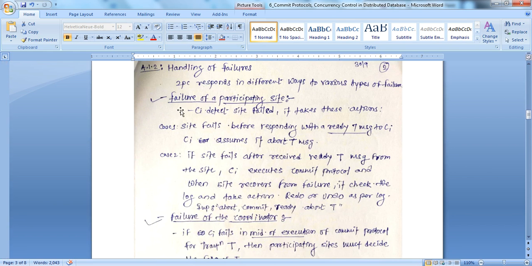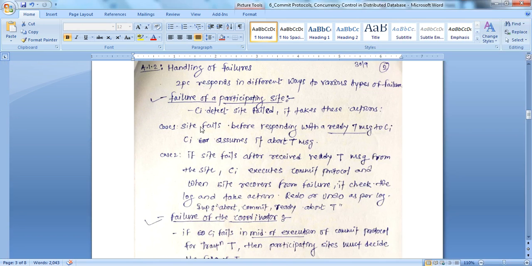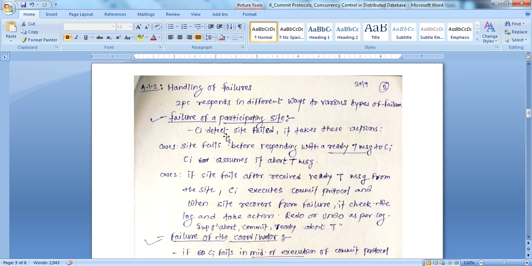Then the failure type, that one is the failure of a participating site. Like this site fails, or it may be this site fails, right? Then what will be the recovery strategy, or how to handle that problem or failure. Now CI detects the site failed, and it takes this action. Case 1, the site fails before responding with a ready T message to CI. CI assumes it's an abort T message.